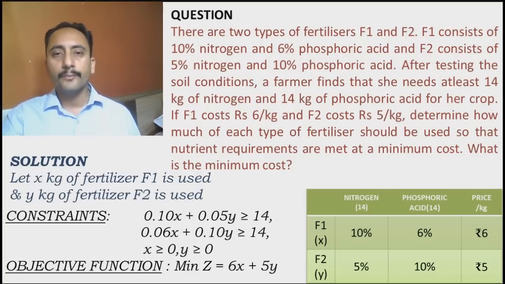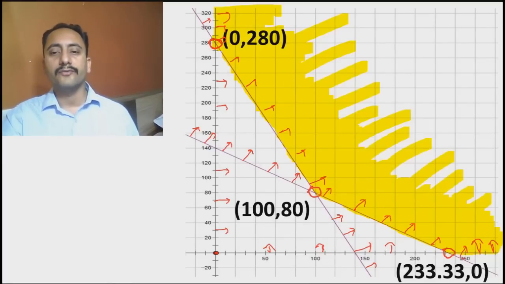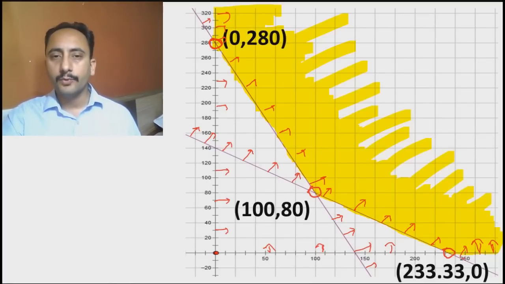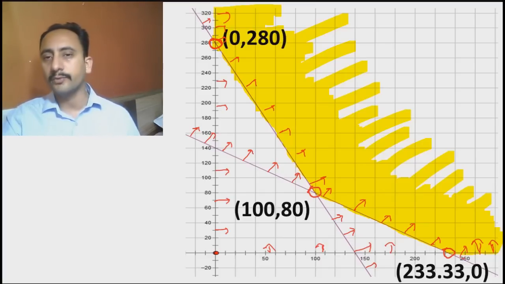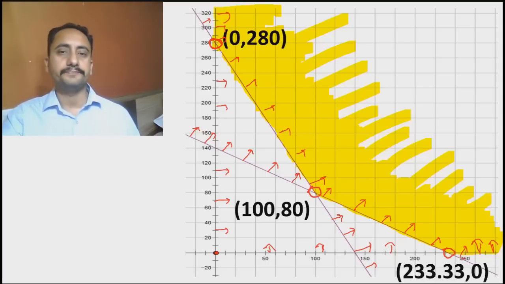Step 2, plot graph for all the inequalities, and here are the graphs of all the inequalities. And the three corner points are (0, 280), (100, 80), and (233.33, 0). And if you observe, this region is unbounded. Unbounded means it doesn't have the boundaries. It will extend up to infinity.